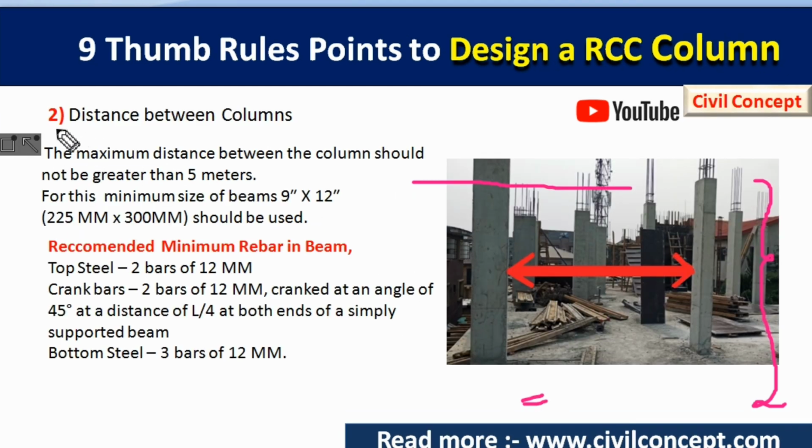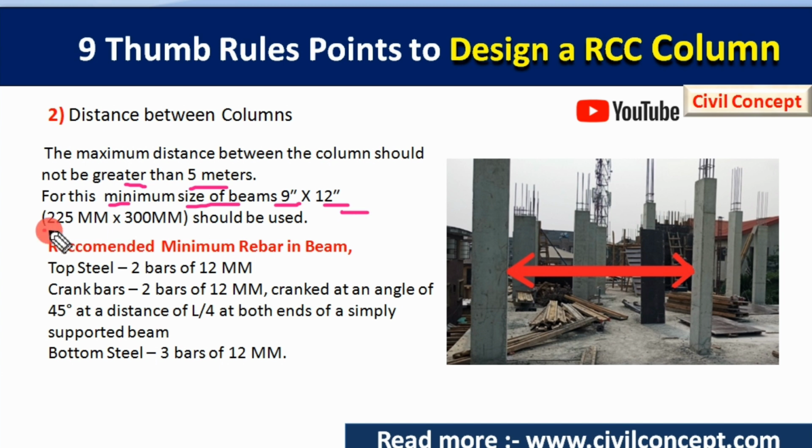Now number 2 is the distance between the columns. The maximum distance between columns should not be greater than 5 meters for a safe structure. For this, the minimum size of the beam should be 9 inch by 12 inch, or 225 mm by 300 mm, if we are providing a distance between the columns of up to 5 meters. This is a very important term: the distance between the columns should not be greater than 5 meters.